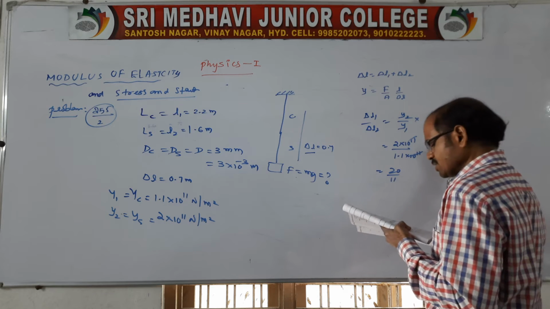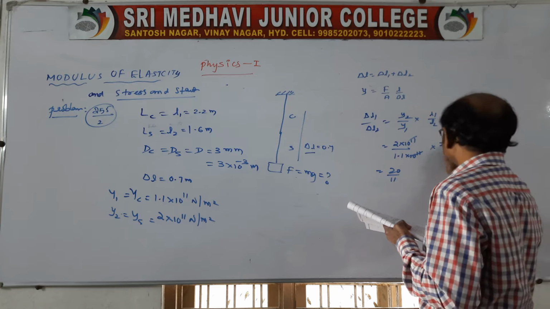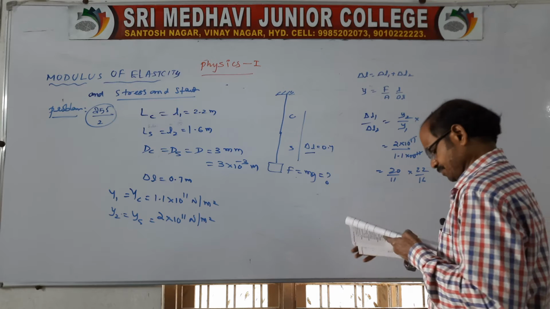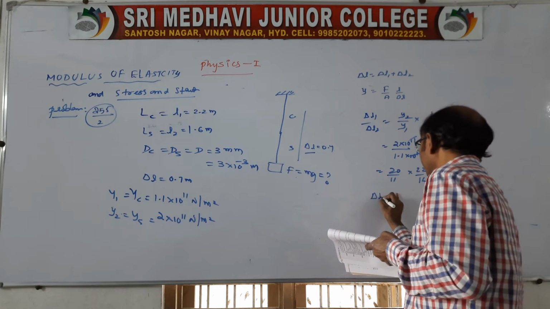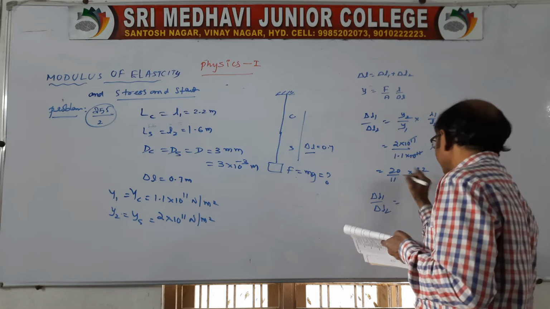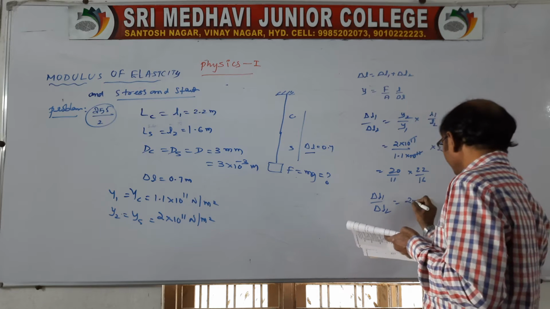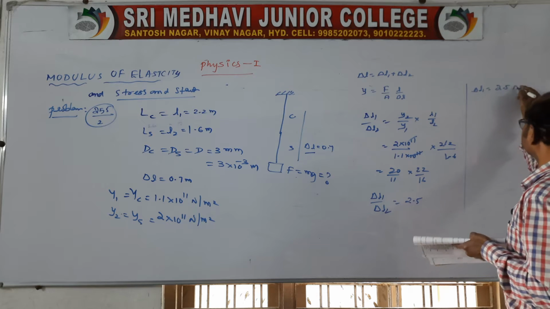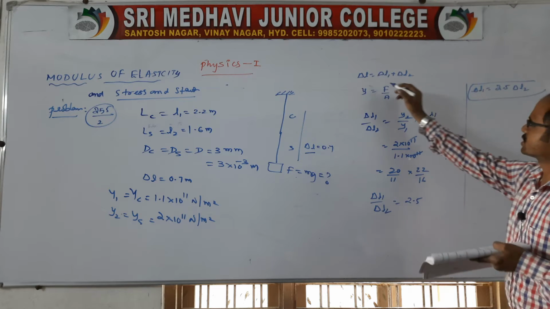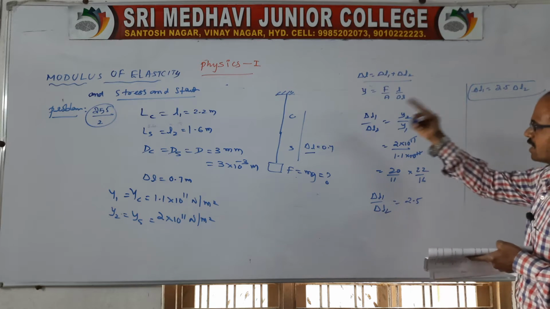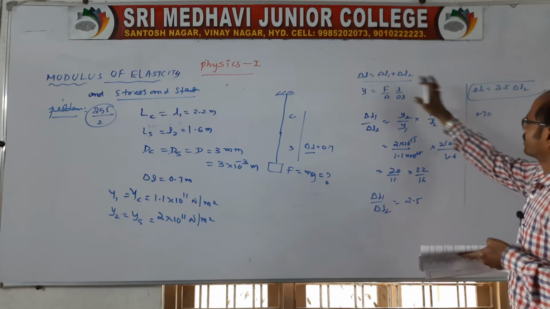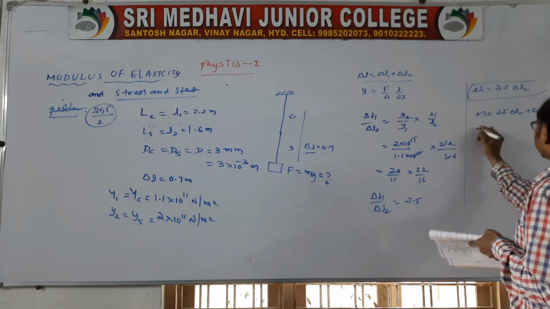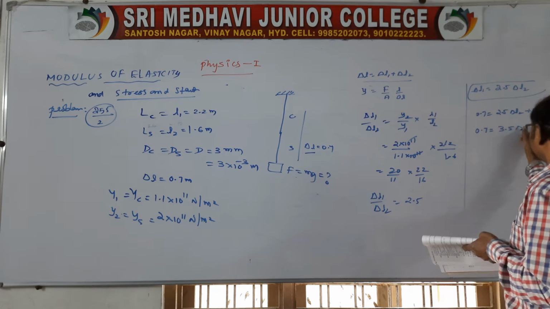L1 is given as 2.2 and L2 is given as 1.6. So cancel it, 22 by 16. Approximately, delta L1 by delta L2 after simplification is 2.5. So now we say delta L1 is equal to 2.5 delta L2. Here you substitute. Delta L is given as 0.7, and here you write delta L1 as 2.5 delta L2 plus delta L2. So 0.7 is equal to 3.5 delta L2.